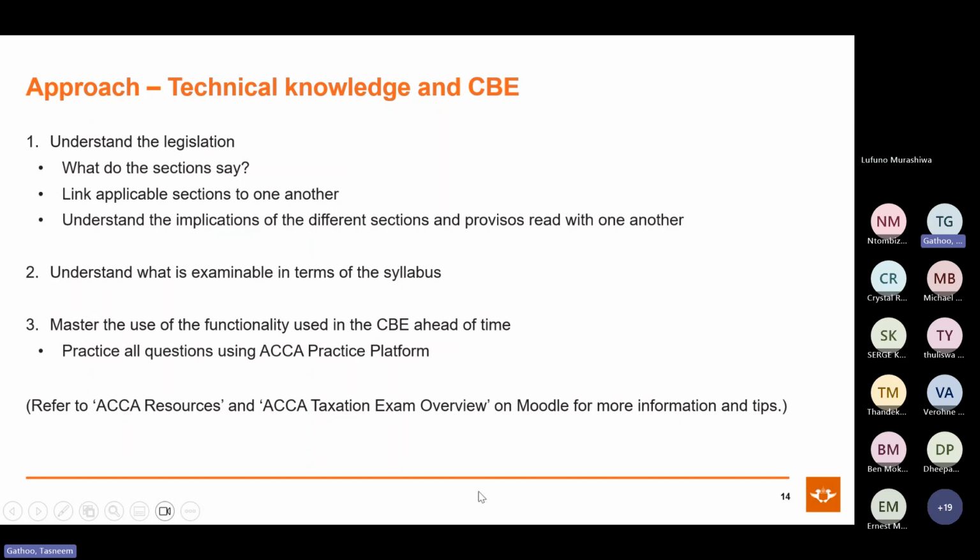Okay, and then there's some more information and tips on the Moodle page under these two headings, ACCA Resources and ACCA Tax Exam Overview. As I come across more content, I will be adding it, so please continue to monitor that. Go and have a look at it every now and again to see if there's anything new.